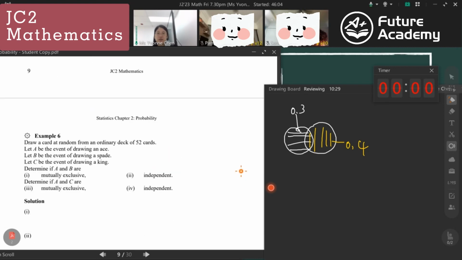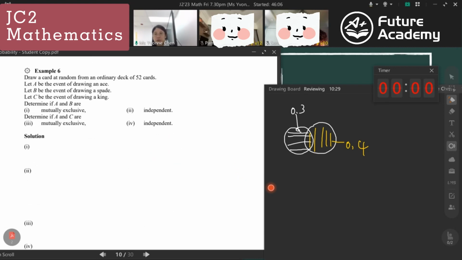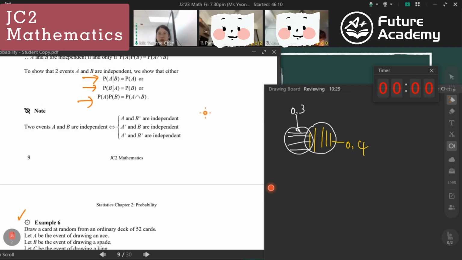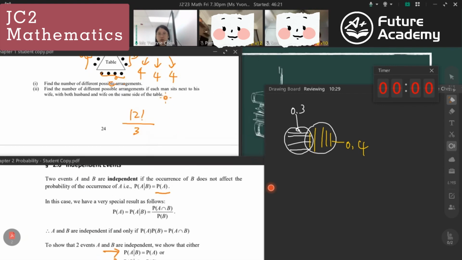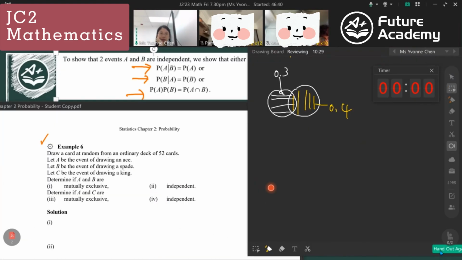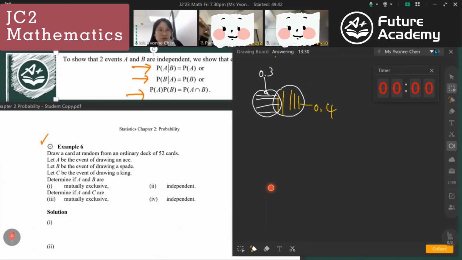Okay, yeah. So let's look at example. I want you to try to do example 6 by yourself. I'll show you the notes here, how you show two events are independent, and I'll put the question on the left hand side. You can do the working on the board on the right. Start trying now. This is slightly harder than the question just now.